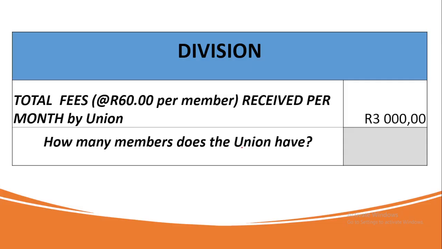So then we move towards the division. Now we come to the division part, to say when do we apply division in terms of finance? Here is a scenario saying that the total fees received per month by the union is 3,000 and each member pays 60 rand per contribution. So how many members does the union have?